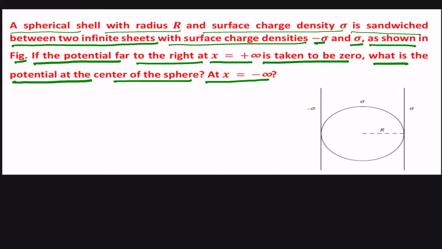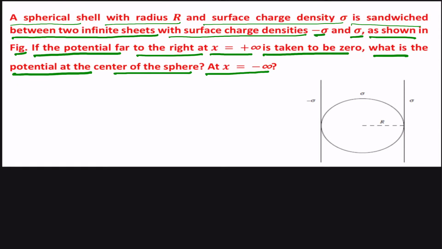So we have two sheets, and suppose this is the center of the sphere, and we take this center as x equal to 0. So the left side will be at minus r and the right side will be at plus r. And we have a sphere that is sandwiched between the two. In this case we are given that the potential at x equal to plus infinity is taken as 0, whereas we have to find out what will be the potential at x equal to minus infinity.